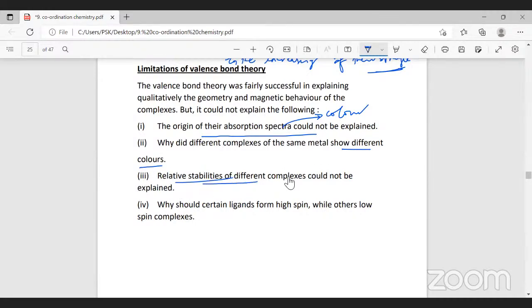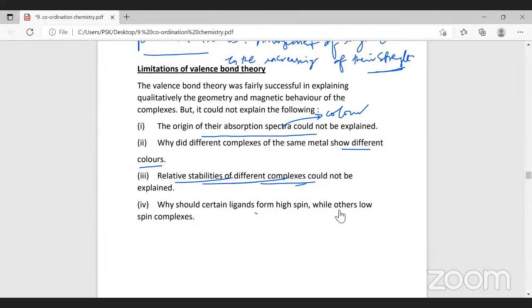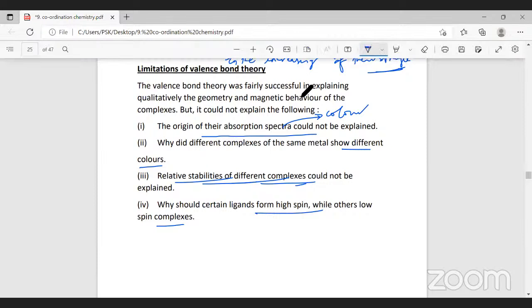So valence bond theory failed to explain the stability of the complexes, and it also failed to explain what is high spin while the other is low spin. These are the limitations of valence bond theory. Now, what are the advantages of valence bond theory? It is fairly successful in explaining the geometry, structure, and magnetic behavior, whether it's paramagnetic or diamagnetic. So these are the two advantages of valence bond theory. All the others are disadvantages.